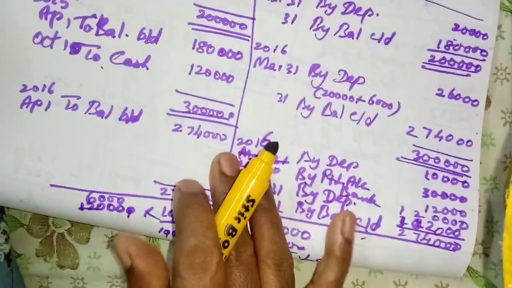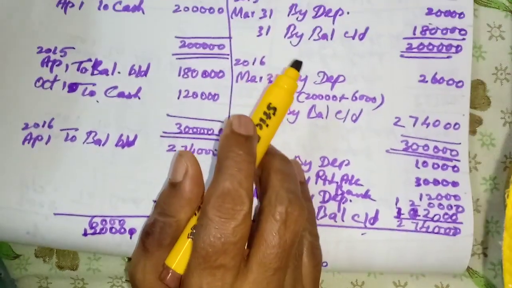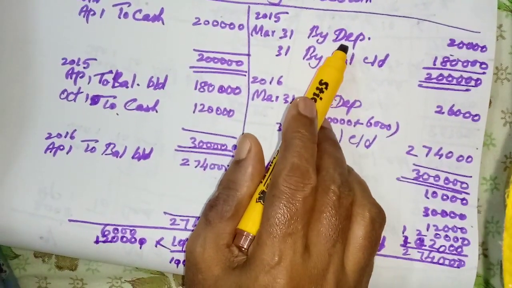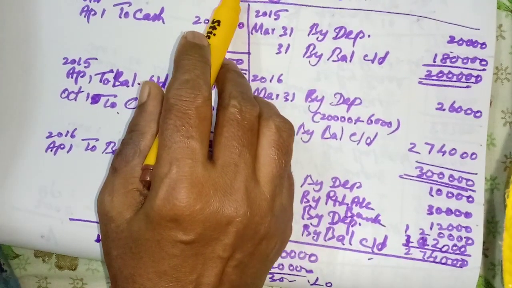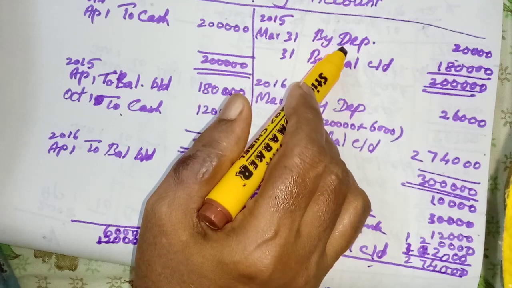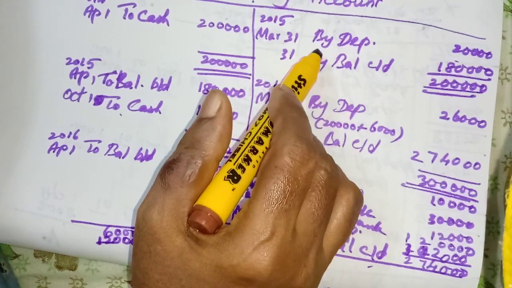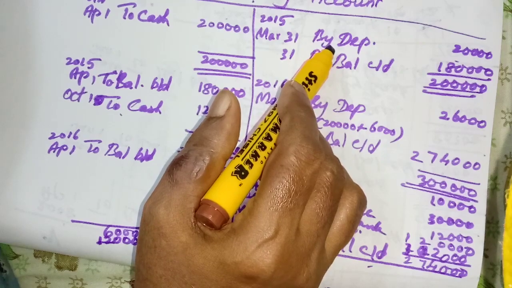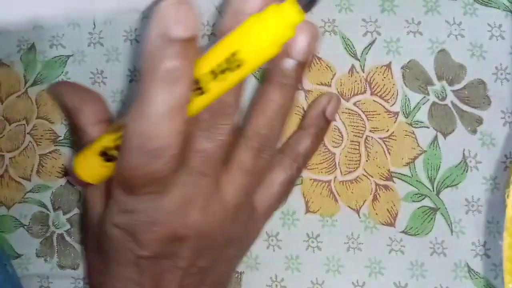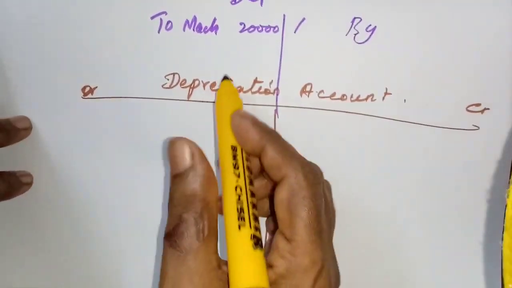Okay, first year, the depreciation. In the journal entries we prepared two entries, isn't it? First one, depreciation account debtor to machinery. Then this depreciation will be transferred to profit and loss account. Second entry, profit and loss account debtor to depreciation. So first one, this 20,000 amount we will write. First entry is depreciation account debtor to machinery account.